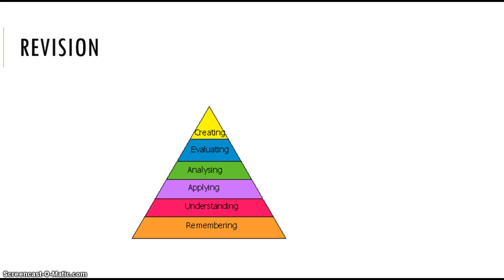Bloom's taxonomy has been revised over the years, but the premise remains the same. This image describes the revised categories and uses verbs or action words instead of nouns to describe the levels of learning. The categories in this revised version include remembering, understanding, applying, analyzing, evaluating, and creating.